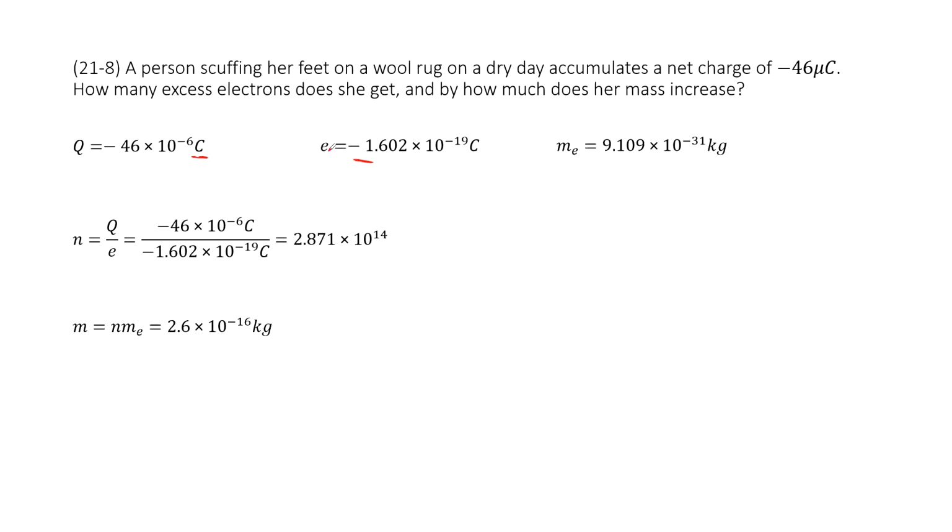So very obviously you can get the number of electrons, right? Use the total charge divided by the elementary charge of each electron. This way we get the number of electrons.